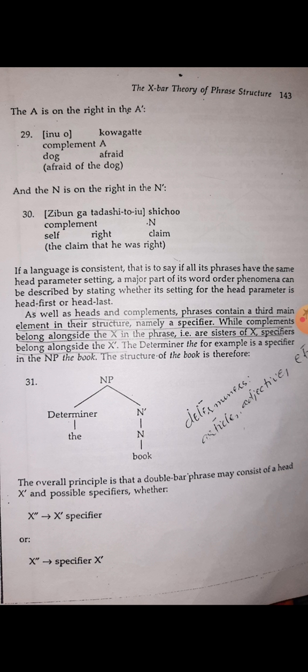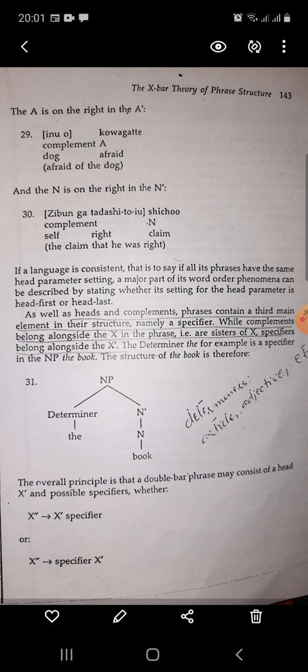If they were on the level of X, then we could say that they are complements, but determiners are on the level of X bar, so we cannot call them complements. The determiner D, for example, is a specifier in the noun phrase the book. The structure of the book is therefore: the noun phrase consists of a determiner the and a noun-bar complement, and that noun bar consists of a noun, and that noun is actually book. Fine.